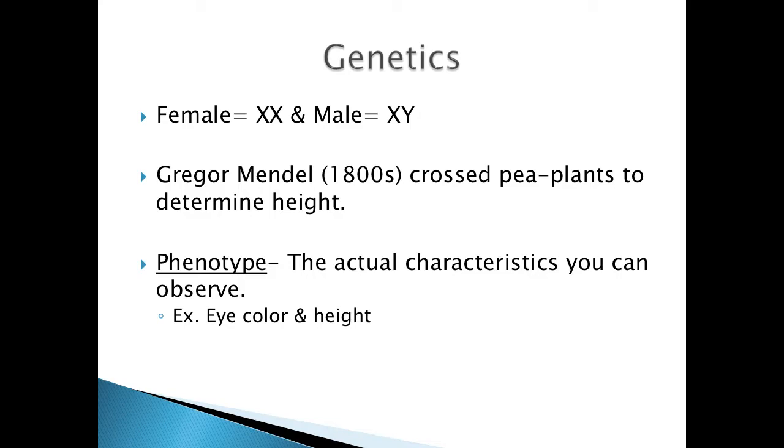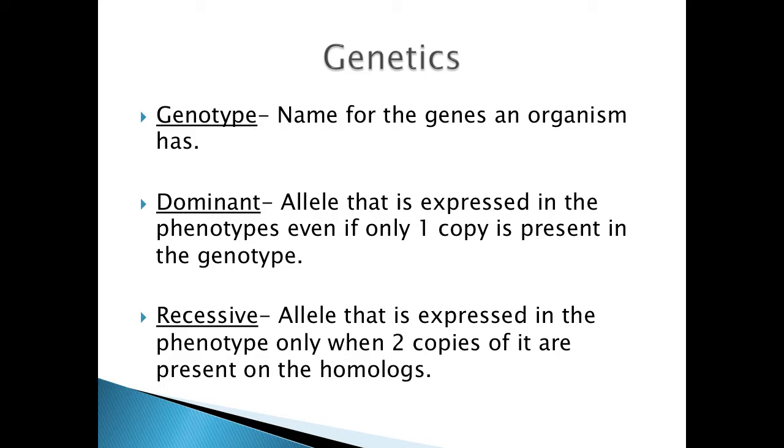A phenotype is the actual characteristics you can observe. Phenotypes are what you can see, such as eye color, height, hair color. A genotype is the name for the genes an organism has. So you can remember phenotype as the physical appearance and genotype as the gene combination for that trait.